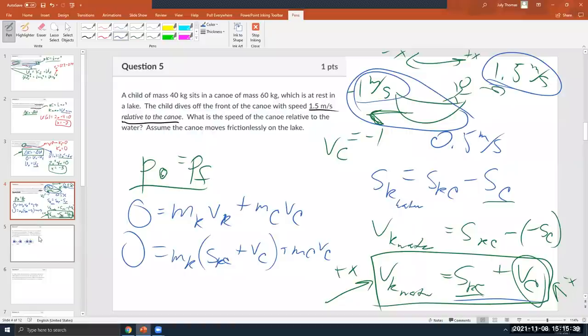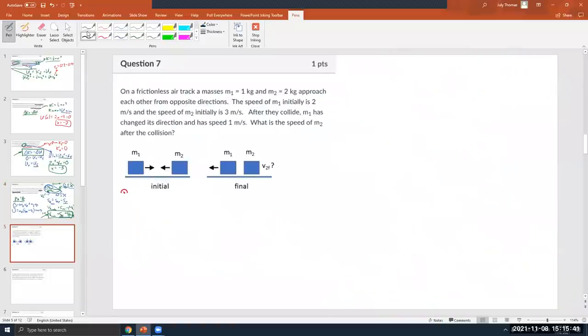All right, so hopefully that'll give you a fighting chance if you happen to encounter a problem like that. Okay, next up, I wanted to do a straightforward collision problem. Again, the difficulty in this problem just comes down to the signs. So we have these two masses moving toward each other initially. M1 is moving 2 meters per second, and M2 is moving 3 meters per second.